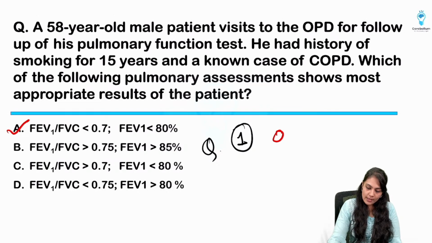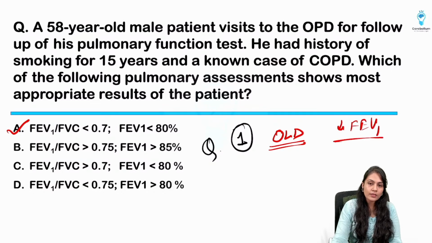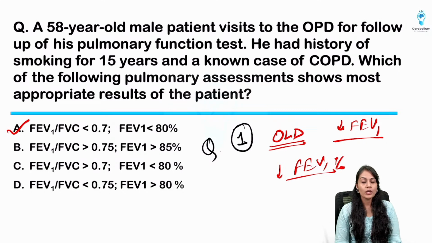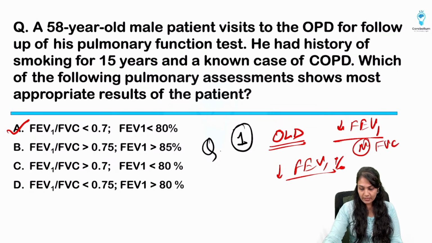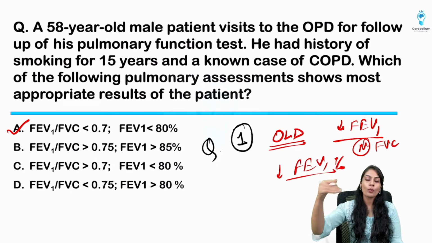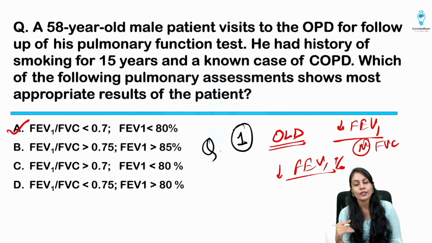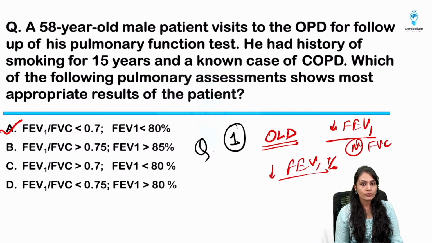I told you just now that in obstructive lung disease, the FEV1 will be reduced, and that is the reason why the ratio is also going to reduce. That FEV1 percentage is also going to reduce. In the OLD, the FEV1 will be reduced and the FVC is normal. The denominator is normal, but the numerator is starting to fall, and that's why the ratio is going to fall.